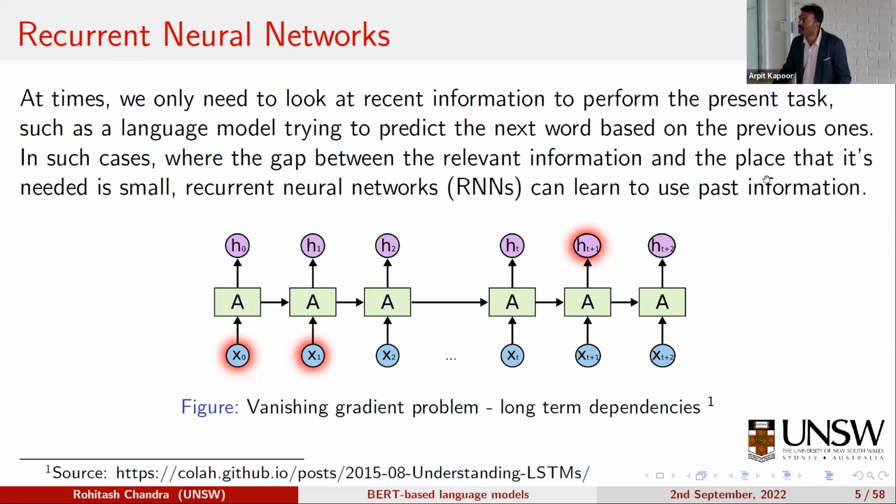Basically, a number of problems have a dynamical nature, and recurrent neural networks have the ability to model temporal sequences and also model dynamical systems. Language systems are dynamical in nature, and they are temporal sequences. For example, to predict the next word, we need to look at the past and the present expression, and so on. When the gap between the relevant information and the place that it's needed is small, recurrent neural networks can learn to use past information.